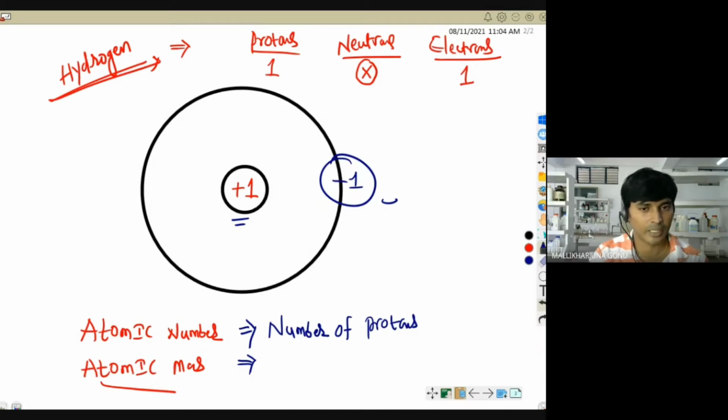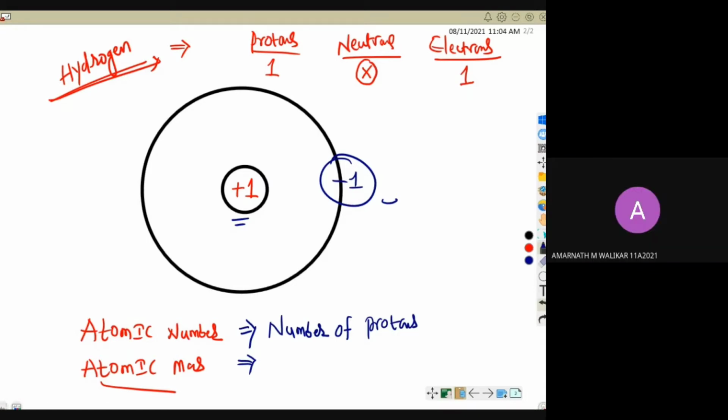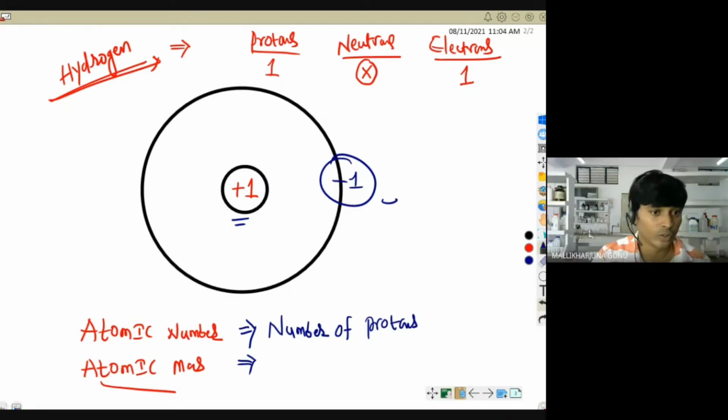Yes, Amarnath, very good. How to calculate the atomic mass? Protons plus neutrons. Very good. So we calculate the atomic mass from the protons plus neutrons. P plus N is the atomic mass. Proton plus neutrons is the atomic mass. So that's how each and every atom will have some mass.